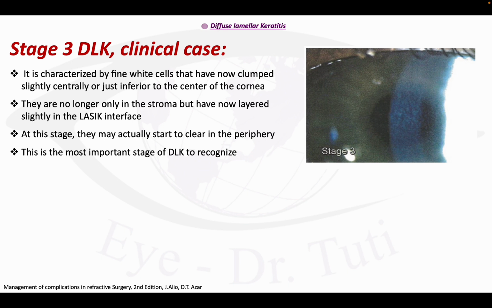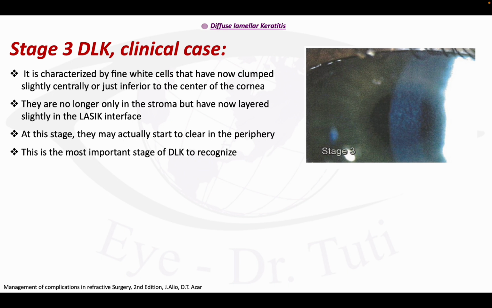Here we can see a clinical case of stage 3 DLK. It's characterized by fine white cells that have now clumped slightly centrally or just inferior to the center of the cornea. They are no longer only in the stroma but have now layered slightly in the LASIK interface.